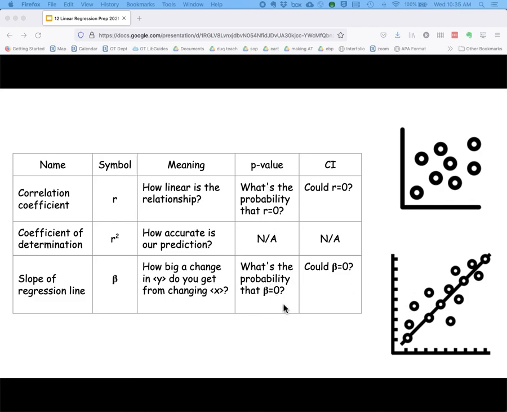And your p-value for linear regression is giving you the probability that you would get the observations you saw even if beta was 0. And the confidence interval for linear regression is going to be on beta. And you want to know if the slope, beta, is 0. That is, you want to know if 0 is in that confidence interval.